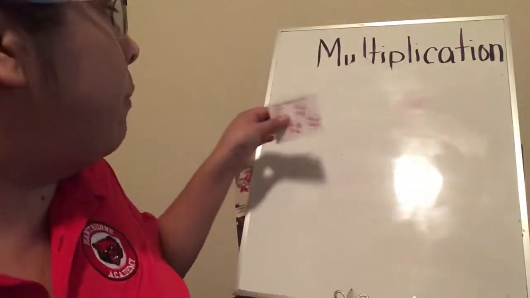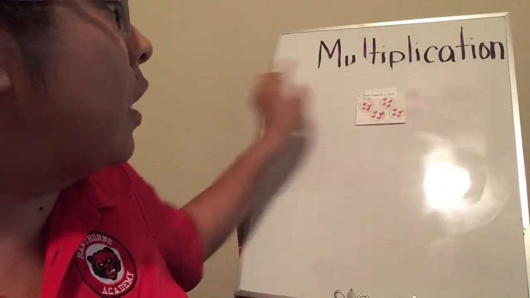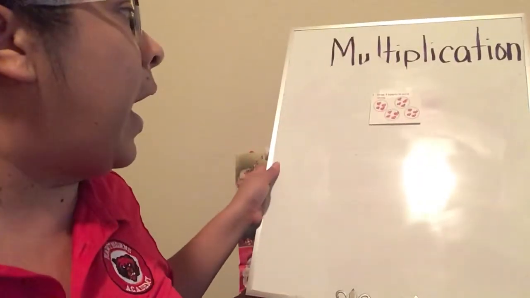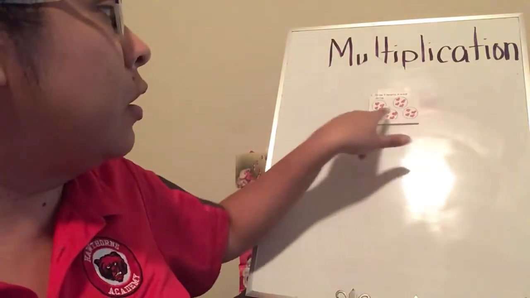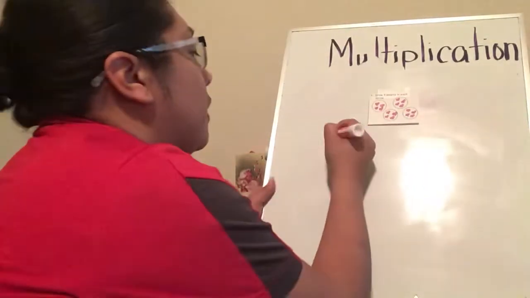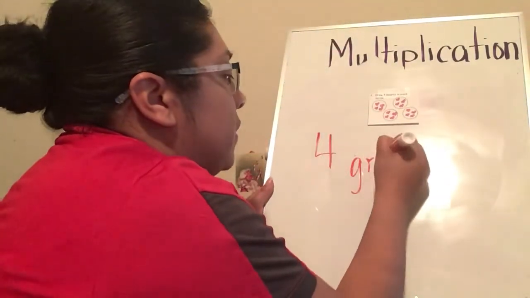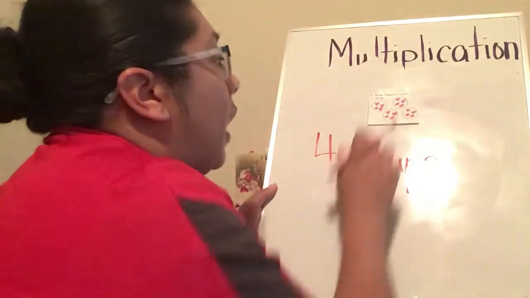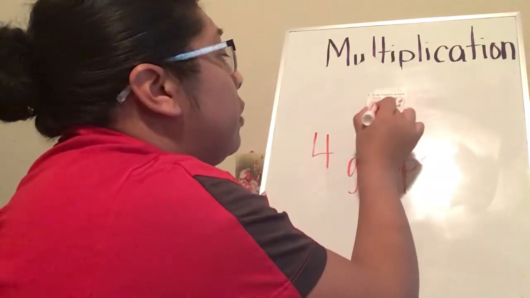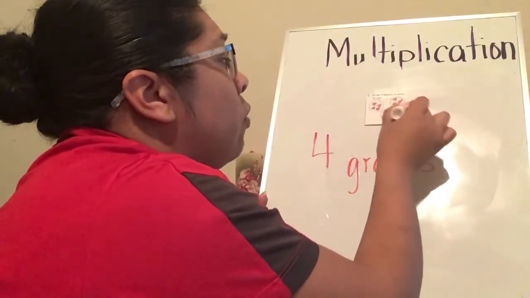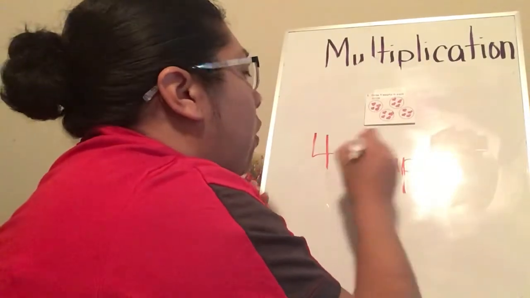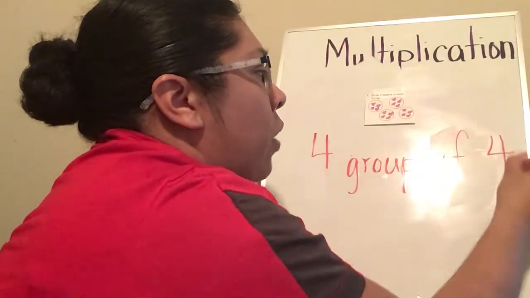So let's say, for example, I need you to solve this. What is the total number of hearts? Well, you see we have 4 groups, right? So you would say it's 4 groups. And how many hearts are in each group? Now remember, it has to be equal. So it'd be 4 in each group. 4 groups of 4.